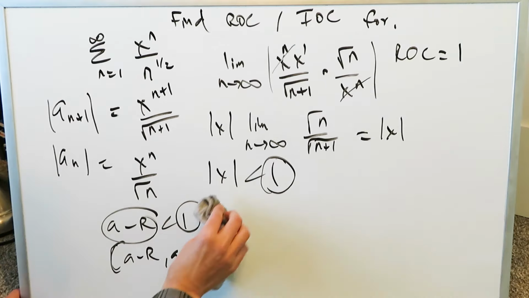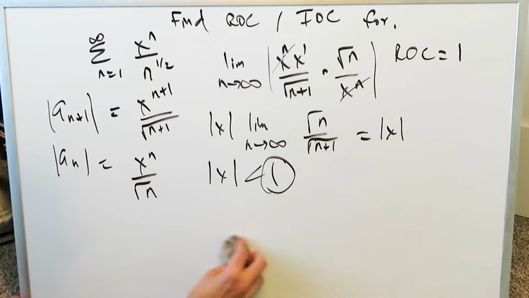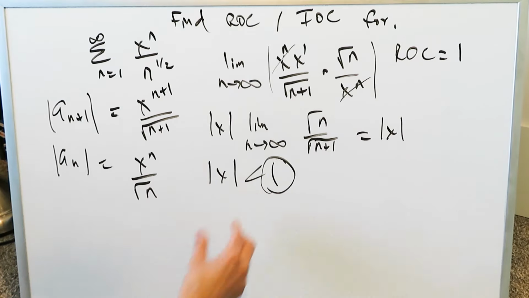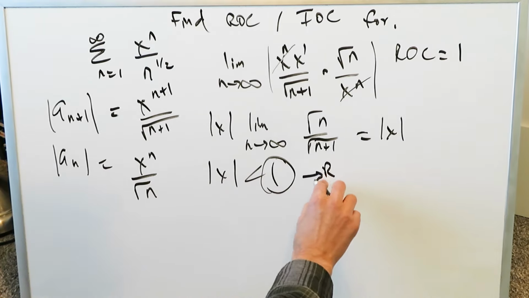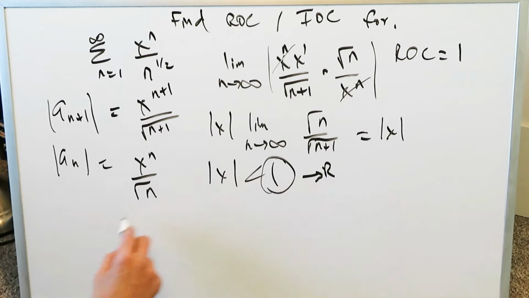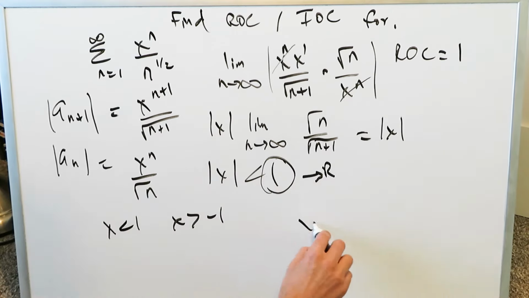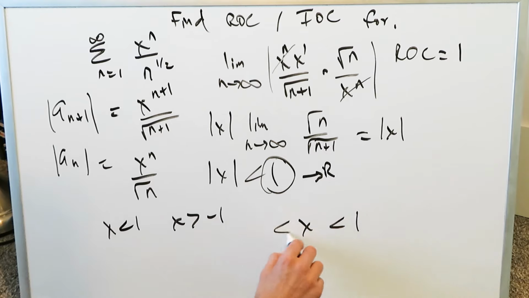Here the only coefficient of x is 1, therefore that 1 stays 1. If you had a coefficient over here, you take it to the other side and that value would then become a new r value. Your radius of convergence would be that. Anyhow, open this up algebraically. x is less than 1, x is greater than minus 1. It's telling you you're somewhere between 1 and minus 1.